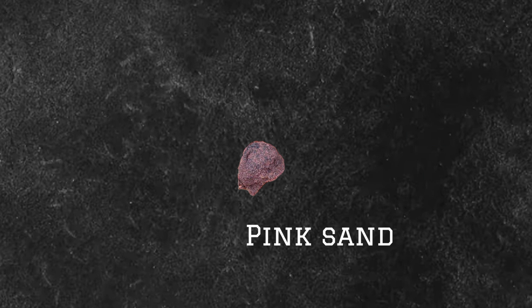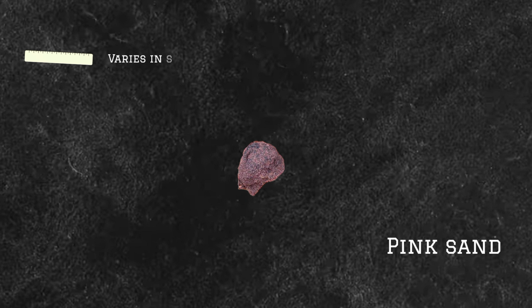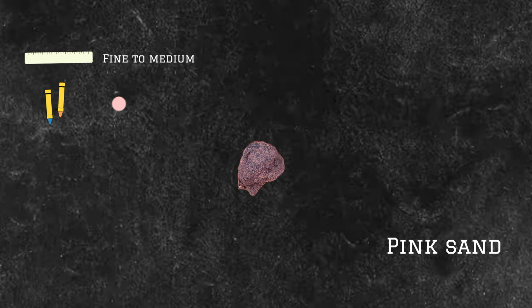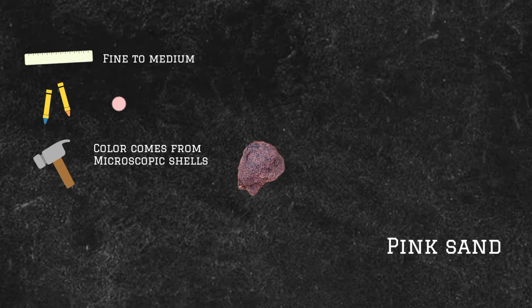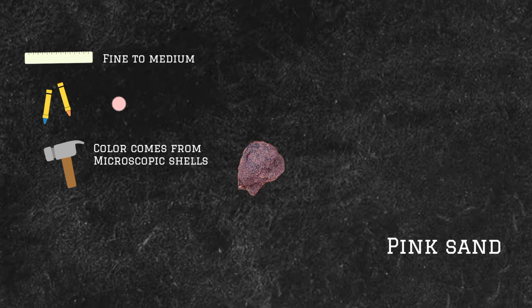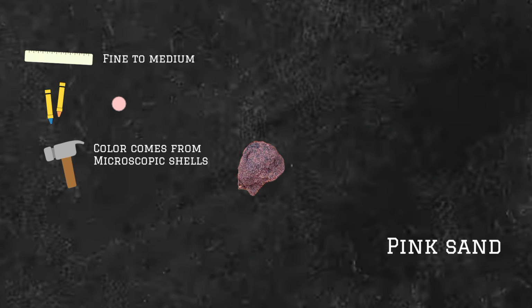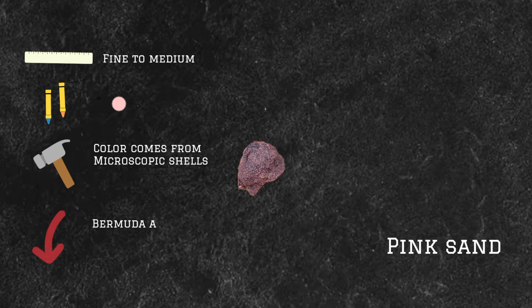Pink sand. Pink sand varies in grain size, but is generally fine to medium. Its most notable characteristic is its pink coloration, which comes from microscopic shell fragments. These fragments also give it a delicate property. This aesthetically pleasing sand is famously found in Bermuda and on Harbor Island in the Bahamas.